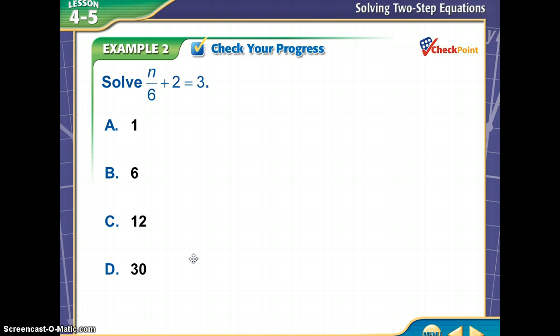And now it's your turn. You're going to do the same process. Just hit the pause button right now, please, and come back when you've got your answer. Okay, and you should have selected B. First thing you would have done, because there are two terms on this side of the equal sign, you want to get the term with the variable all by itself, so you would have done the inverse operation of adding 2, which would have been subtracting 2. And then the inverse operation of dividing by 6 is multiplying by 6.